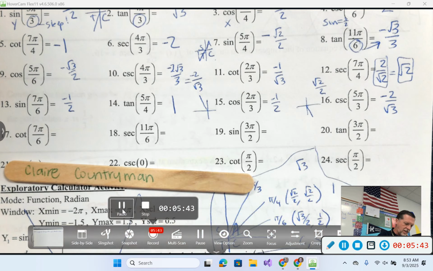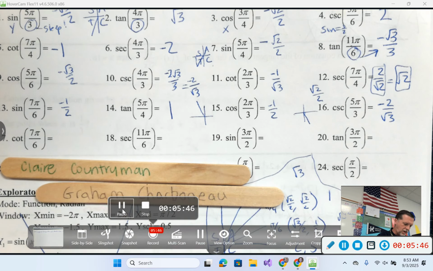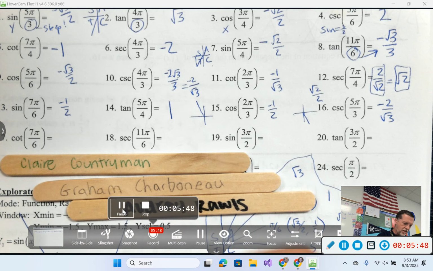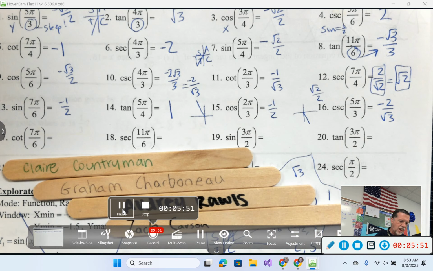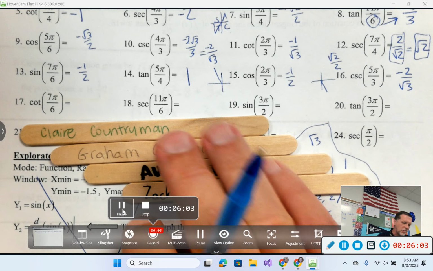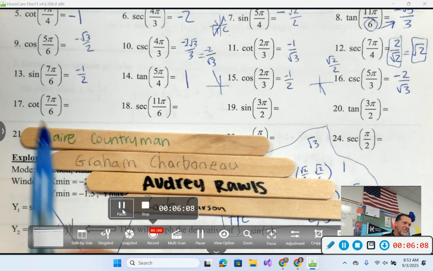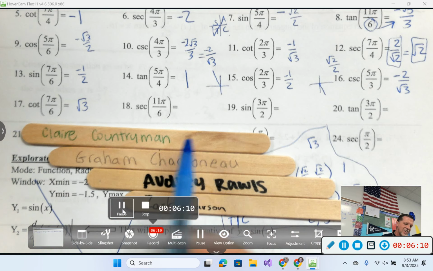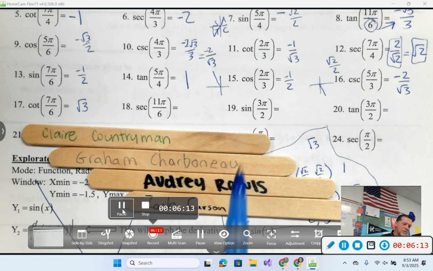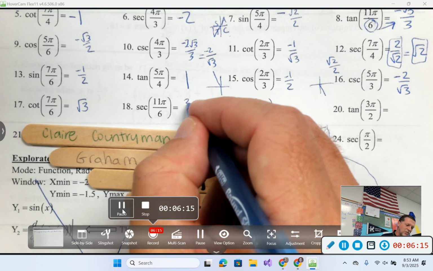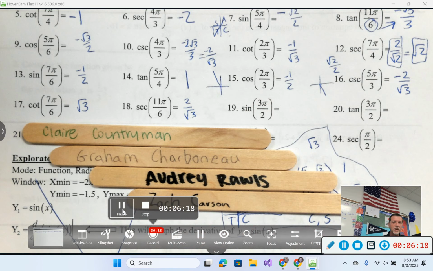All right, Claire, Graham, Audrey, and Zach. I'll put you on the spot, Zach, after I know you were struggling with these. Pausing to give these people a chance to check as they're checking with their neighbors frantically. Claire, the cotangent of 7 pi over 6? Root 3. Graham, the secant of 11 pi over 6? 2 over root 3. Because we flipped the cosine.